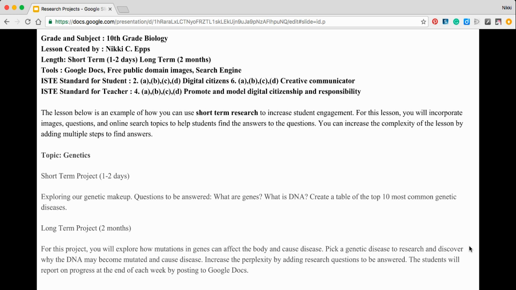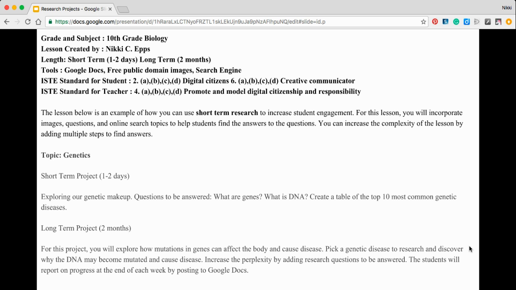For the 10th grade biology class, long and short term is going to be a little different. The short-term project, for the topic of genetics, they're going to explore our genetic makeup. Questions that can be answered like, what are genes? What is DNA? They can even create a table of the top 10 most common genetic diseases which they found in their internet research.